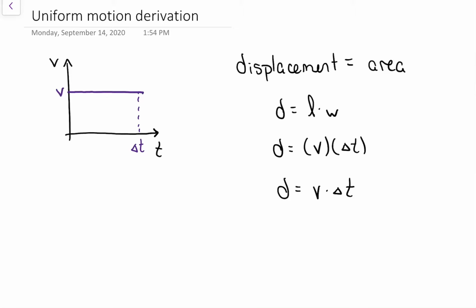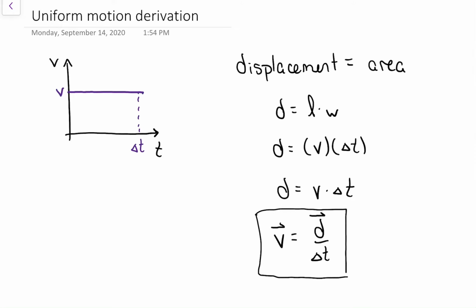If we flip the t to the other side, we get V equals D over delta t. Strictly speaking, I should be putting vector hats on all of this, so we could backtrack and put all our vector hats. But velocity is what you get when you take displacement and divide it by time. There's our wee little proof for uniform motion.